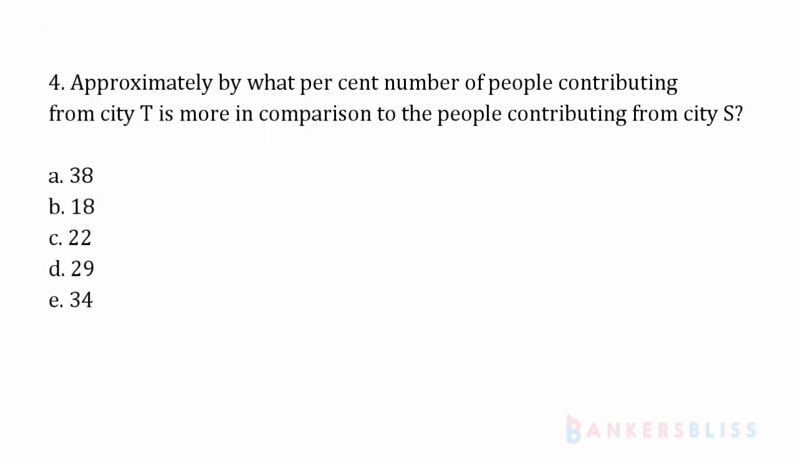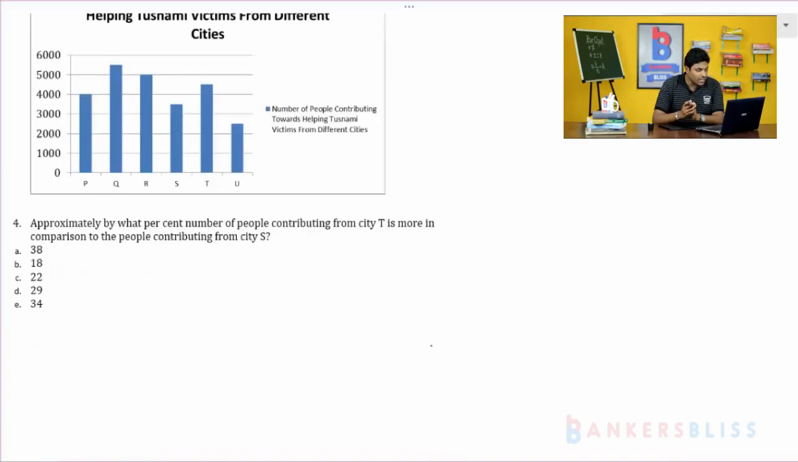Approximately by what percent is the number of people contributing from T more in comparison to the people contributing from city S? So when compared to city S, T is how much percent more than S? That is the question they have asked. How much is S contributing? They are contributing 3,500. And T, how much are they contributing? They are contributing 4,500. Now, you have to calculate T minus S by S into 100.